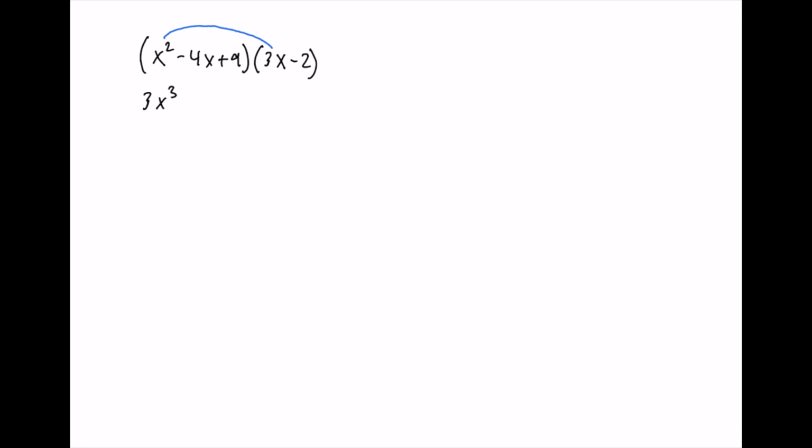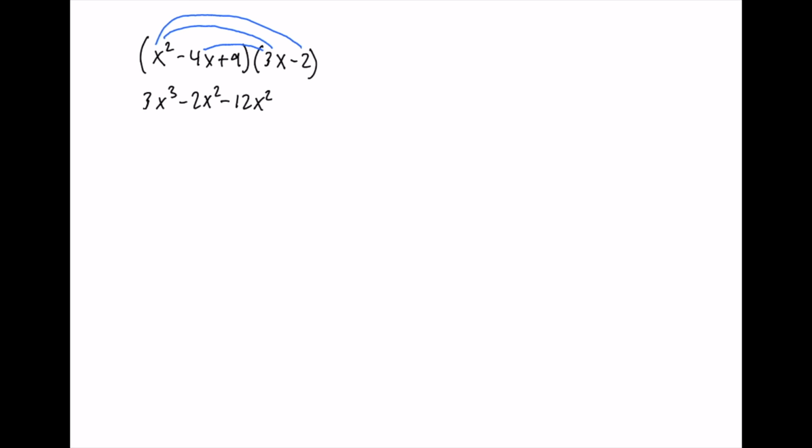Then, x squared, the first term, times negative 2, the second term. So that will give us negative 2x squared. Then we have the second term, negative 4x, times a positive 3x. Negative 4x times 3x will give us a negative 12x squared, because remember, x times x is x squared.